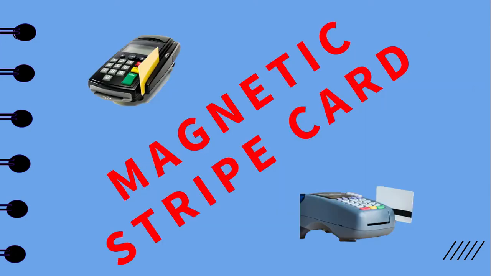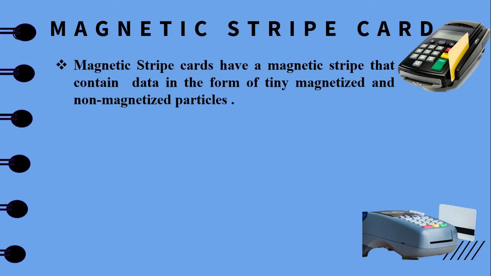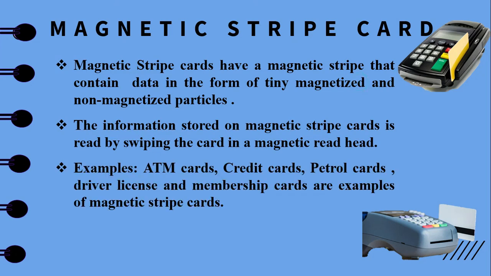Magnetic stripe card. Magnetic stripe card has a magnetic stripe that contains data in the form of tiny magnetized and non-magnetized particles. The information stored on magnetic stripe card is read by swiping the card in a magnetic read head. Examples: ATM cards, credit cards, petrol cards, driving license, and membership cards.